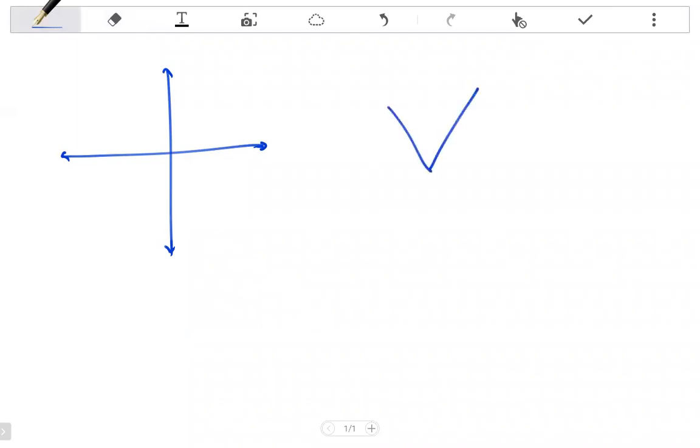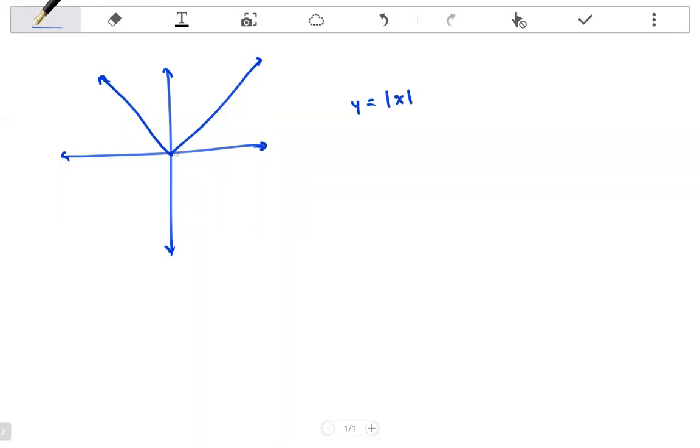So let's try an example. We're going to work with absolute value functions since it's easy to see the translation when we do that. Absolute value functions look like a V. They're pretty self-explanatory. So we have a graph here, and the graph is an absolute value function. Y equals absolute value of x.